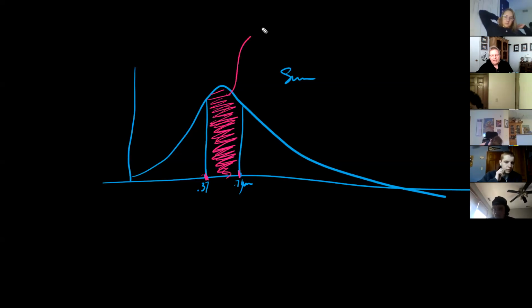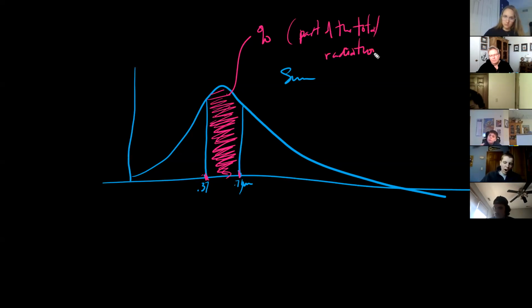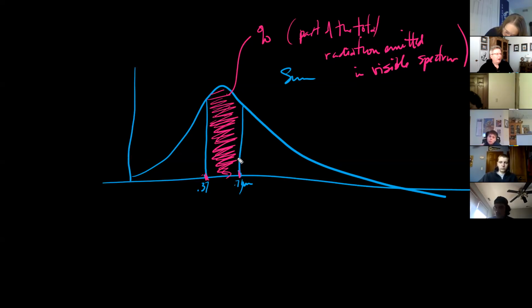It's the percentage, or in other words, the part of the total radiation emitted in what wavelengths? In the visible spectrum. And for the sun this is around 43%, which we've already told you about.